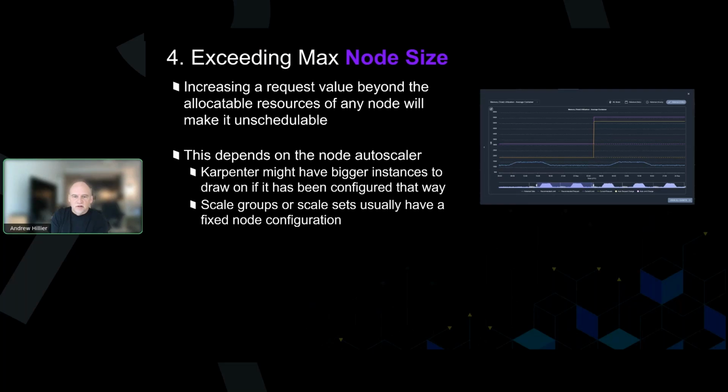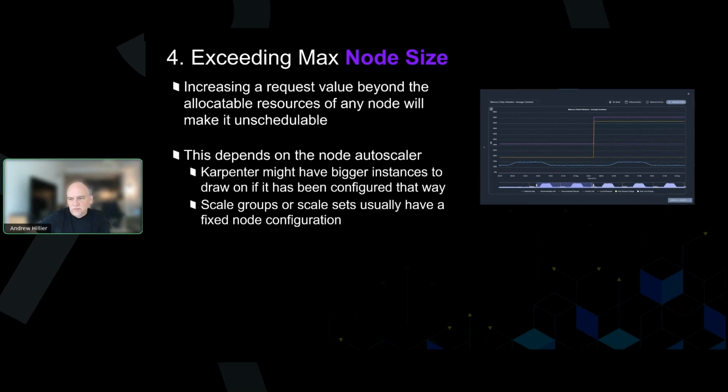We see customers running on scale groups or ASGs in Azure or MIGs, and a lot of times those will have a fixed node configuration. You're scaling in and out with a 4-way or an 8-way or whatever node type. That can happen in that case quite a bit because there is no bigger node to get. You can run more nodes, but they're all the same size.